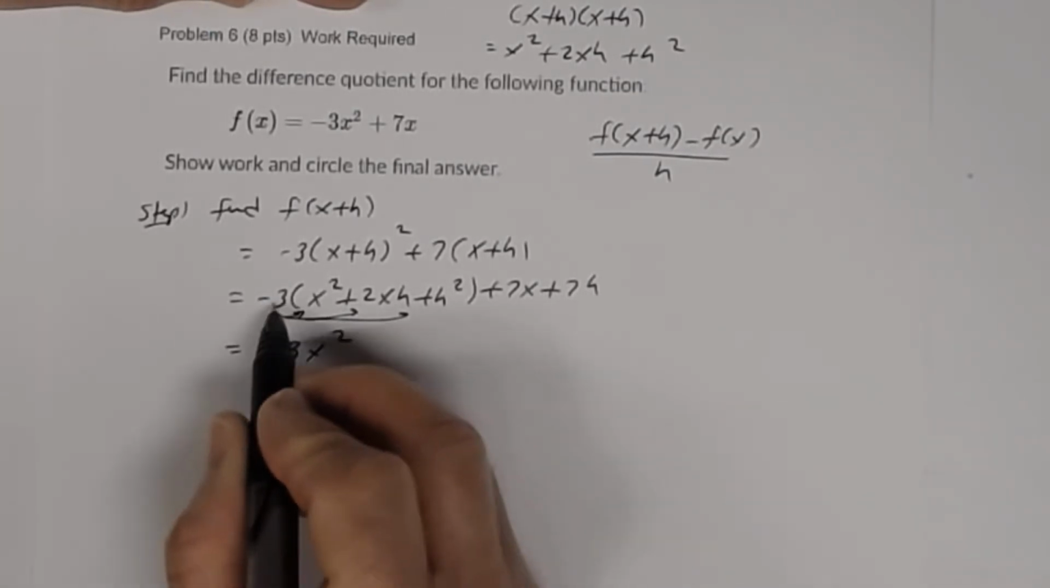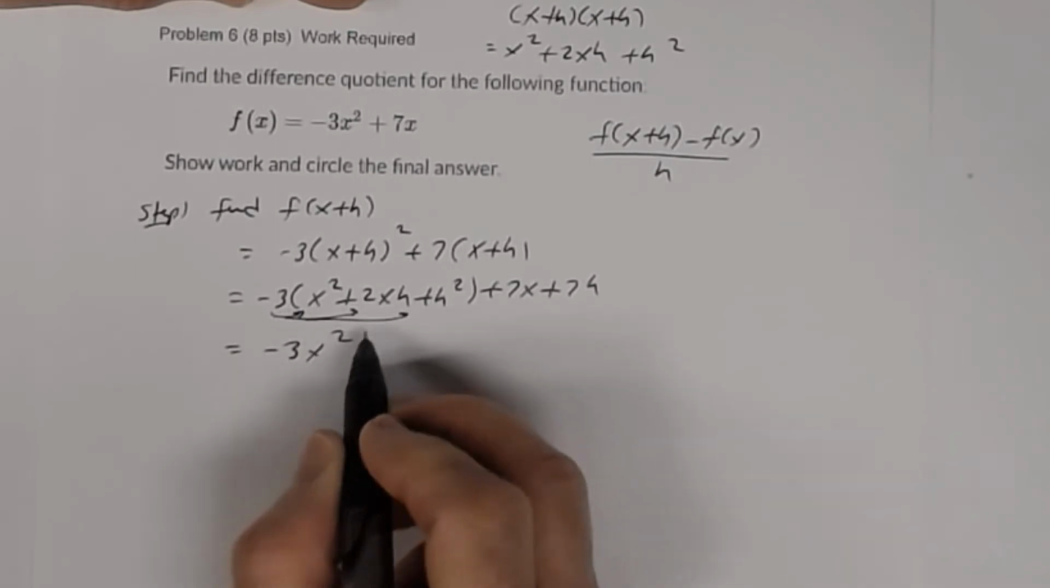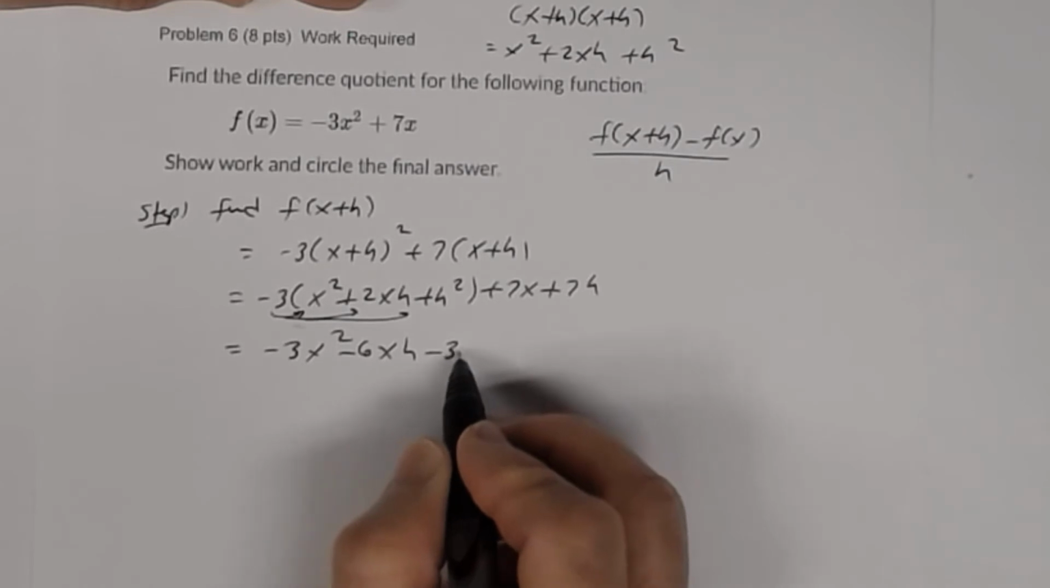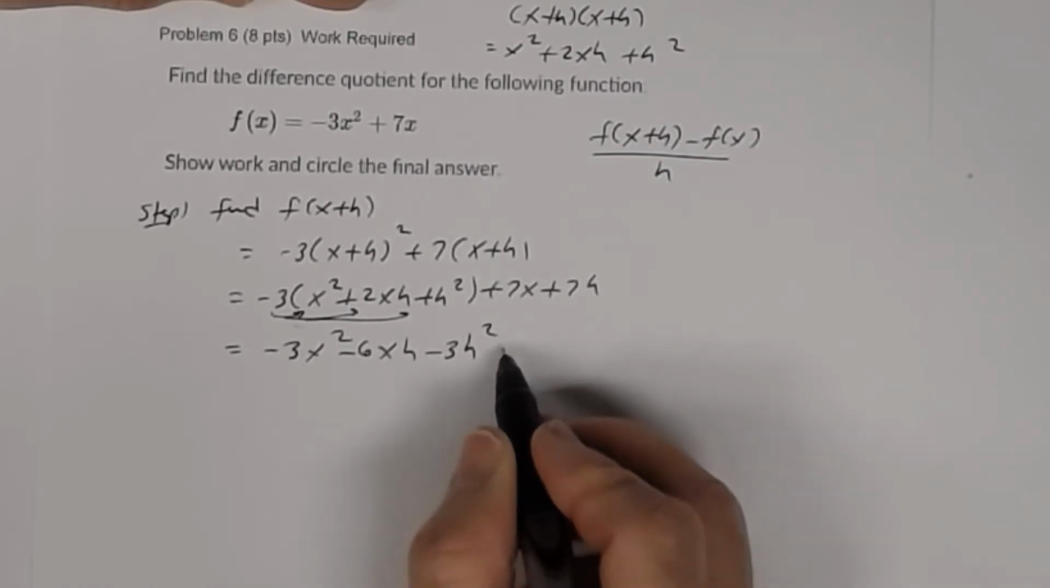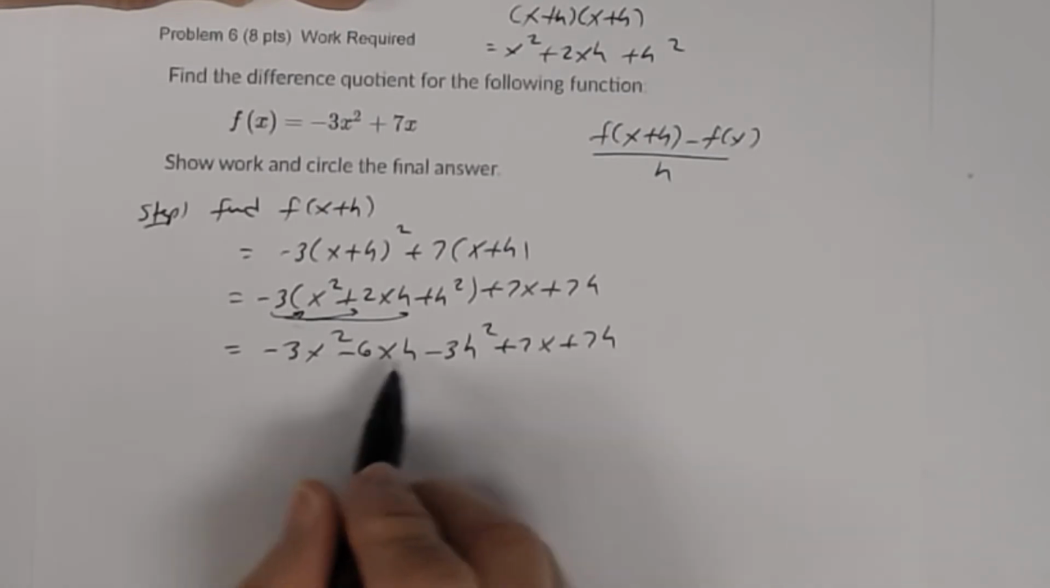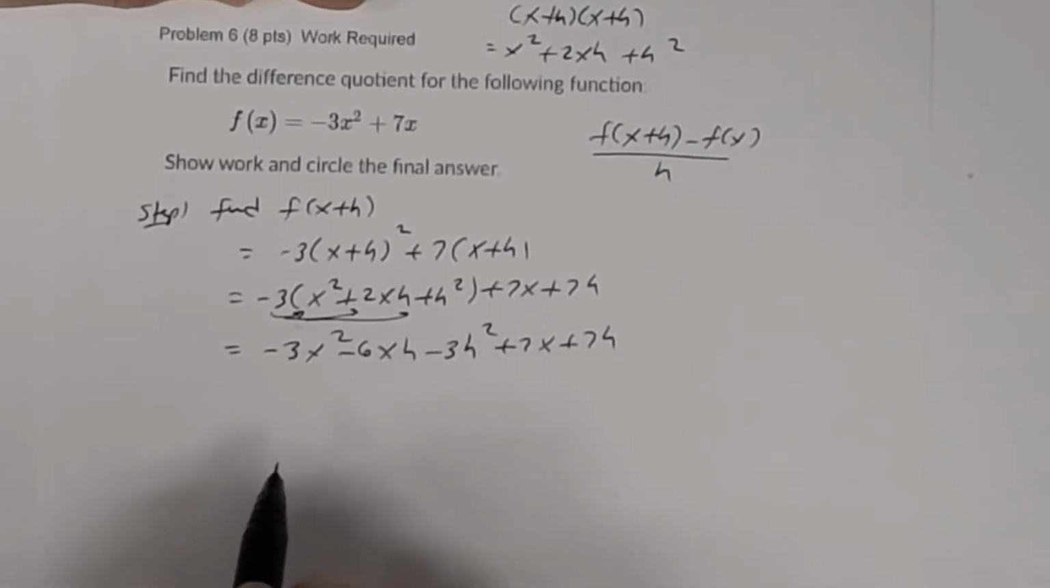Negative 3x squared. Negative 3 times 2xh is a negative 6xh. Negative 3 times h squared is a negative 3h squared. And then plus 7x plus 7h. And none of these terms are like terms, so you're done with step 1.